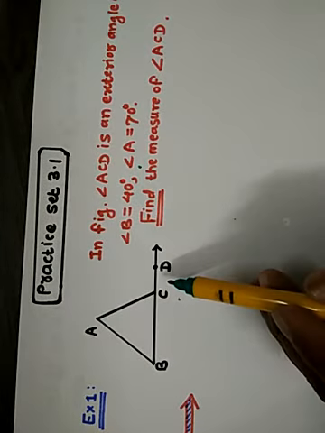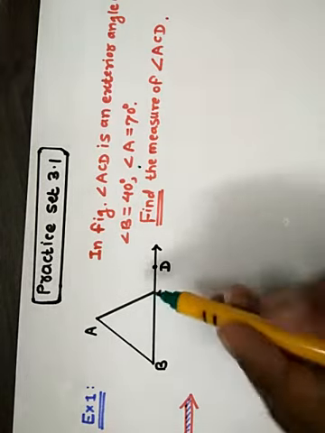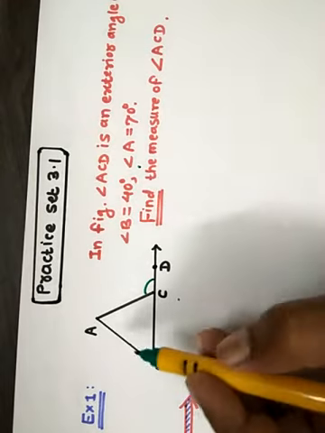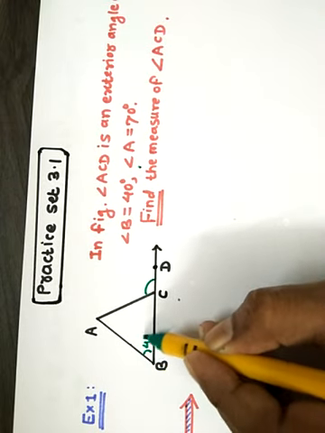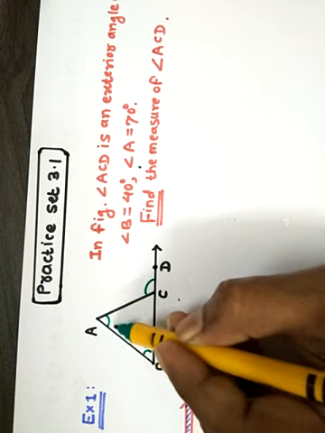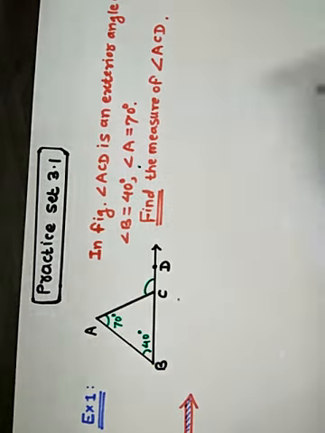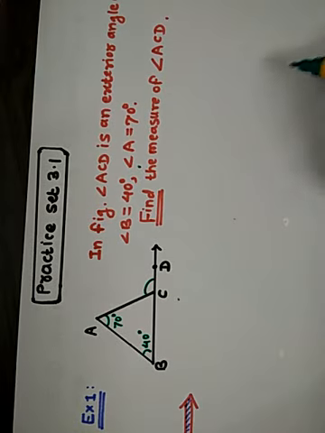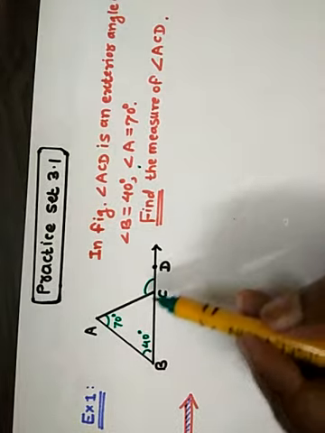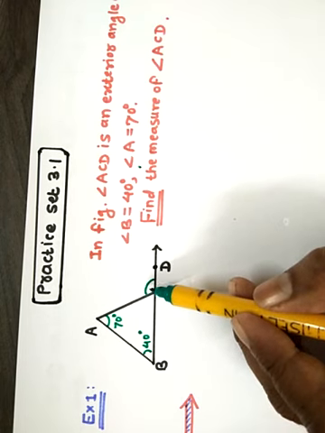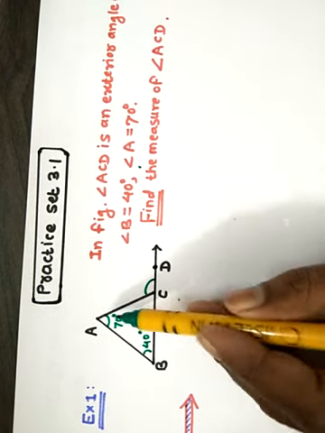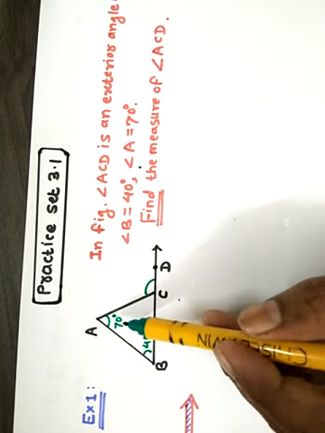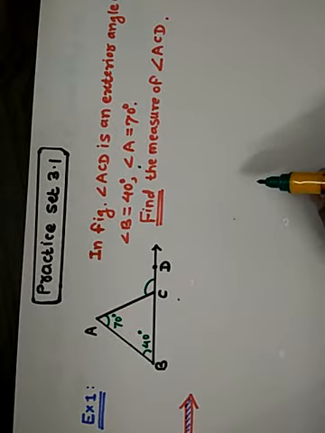See here what is given in example number 1. In triangle ABC, ACD is an exterior angle of this triangle, and angle B has the measure 40 degrees, angle A has the measure 70 degrees. Now our aim is to find the measure of angle ACD. We have to use the remote interior angle theorem: the measure of the exterior angle is equal to the sum of its remote interior angles.